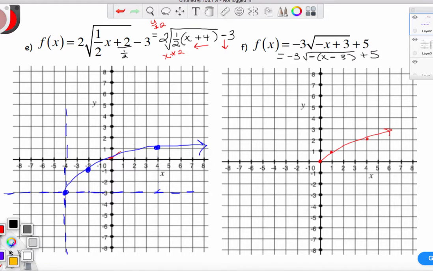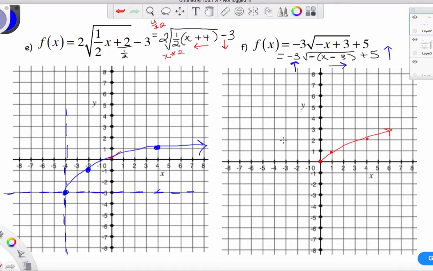But we have some things going on here. We have an up shift of 5, a right shift of 3. We have a stretch on the Y, and we have like a double reflection. So not only are we going to reflect over the x-axis with this negative here on the outside, but we're going to reflect over the y-axis as well. So stretch the y of 3, reflect over the y-axis, and out here reflect over the x-axis. So there's a lot going on.